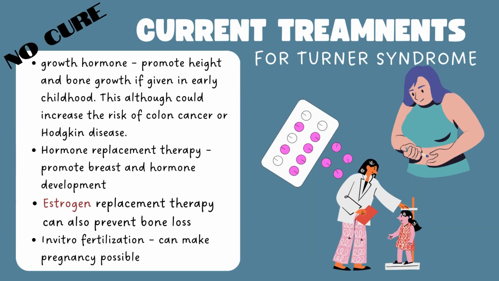There is no cure for Turner syndrome. Treatments include growth hormone therapy to promote height and bone growth. This only works if given in early childhood, before the child reaches adult age. This may increase the risk of colon cancer or Hodgkin disease. Hormone replacement therapy may be given to promote breast and hormone development. Estrogen replacement therapy can also be given to prevent bone loss. And in vitro fertilization can make pregnancy possible for some women.